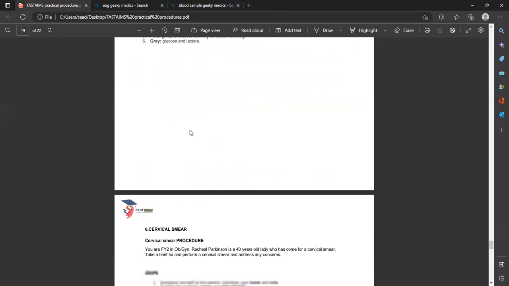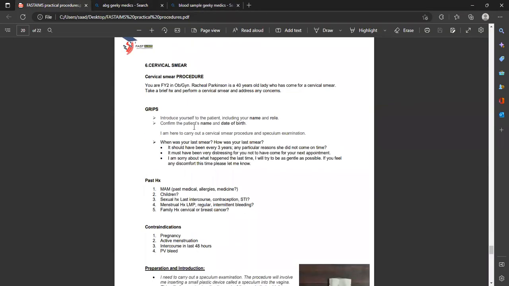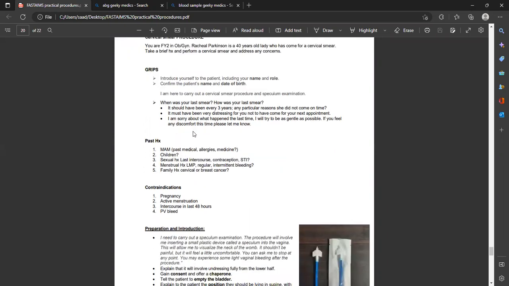So let's discuss our last station, cervical smear. It's important. It comes in teaching as well, and it comes as a separate cervical smear station as well. The important thing in this scenario is that the patient had her last cervical smear 10 years ago. You need to ask why she had her last cervical smear 10 years ago. Why did she not come for a cervical smear every 3 years?